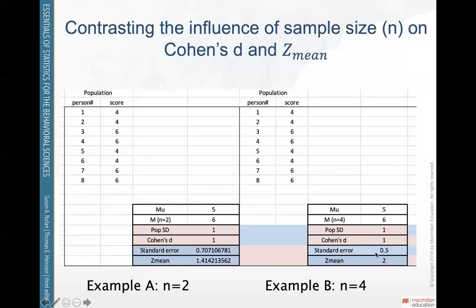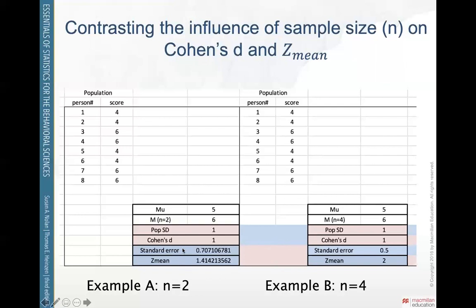So 0.5 is the number which is in the denominator. So we're taking the numerator, which is 1, 6 minus 5 equals 1, dividing that by 0.5. 1 divided by 0.5 gives us a z-mean of 2. So now we've really illustrated what I was saying a couple slides ago, that whereas Cohen's d is not influenced by sample size, Cohen's d is 1, whether our sample size is 2 or whether our sample size is 4, we get exactly the same Cohen's d.